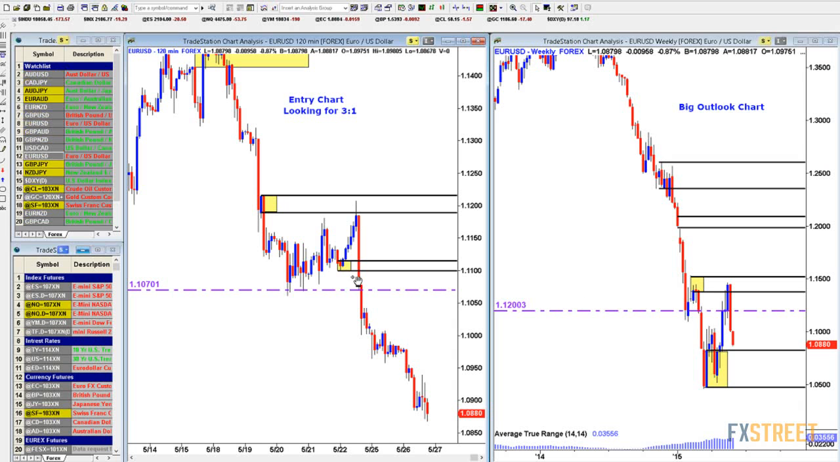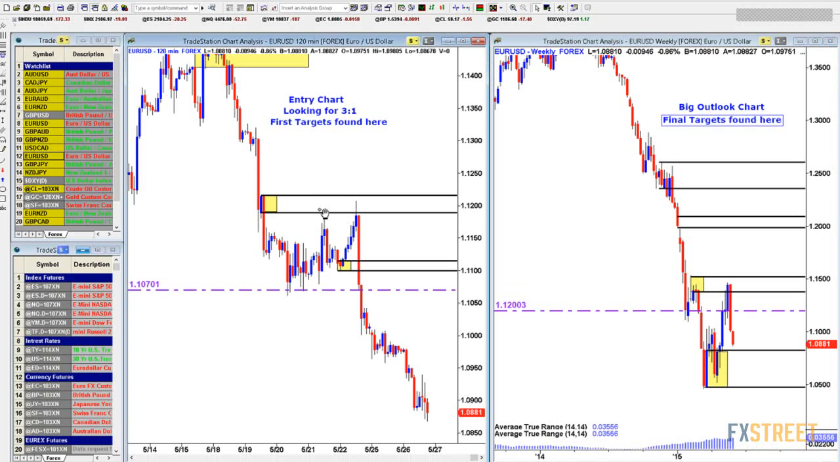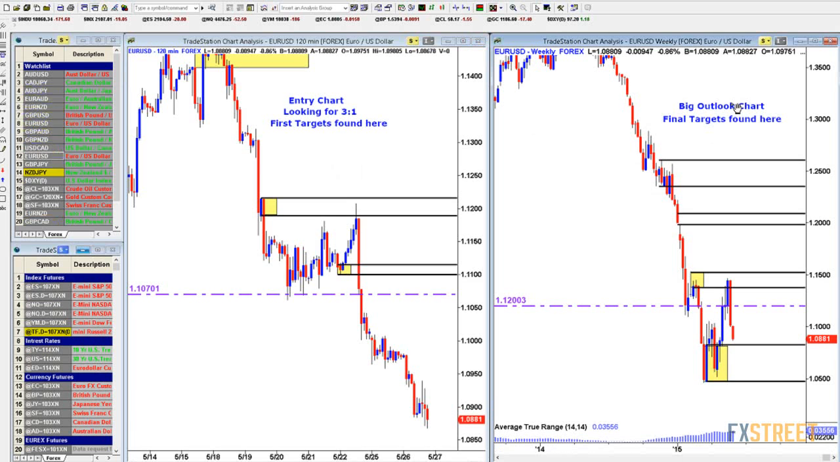So one of the things that I like to do is get my first targets for trade management. This is my first target, found here. And then I'll use this one, final targets, found here. Does that make sense, guys? So we're looking for our first targets on the trade where we take our entry, but we're looking for our final targets on the chart where we look for the big picture. So it's like a cheaper way for us to engage what's going on.